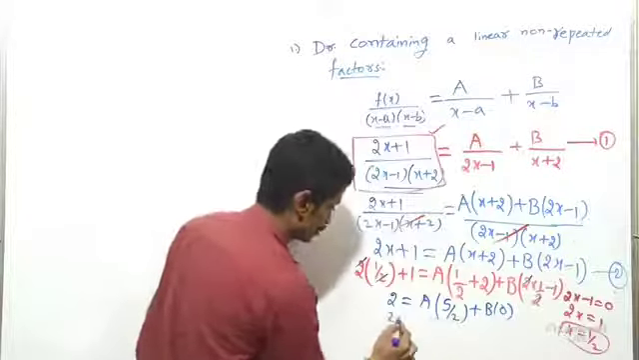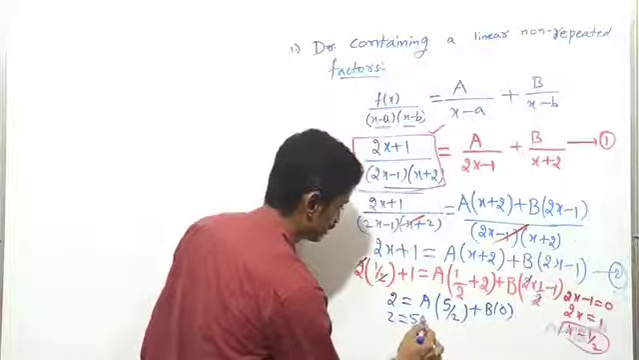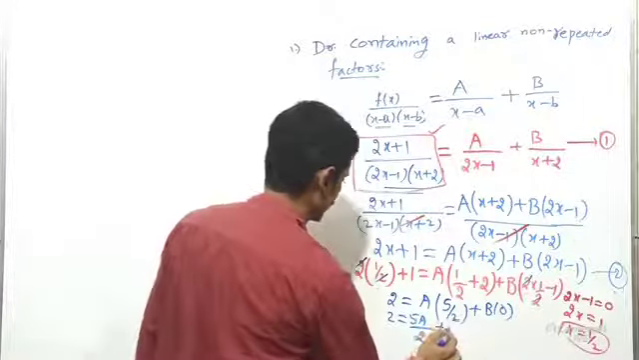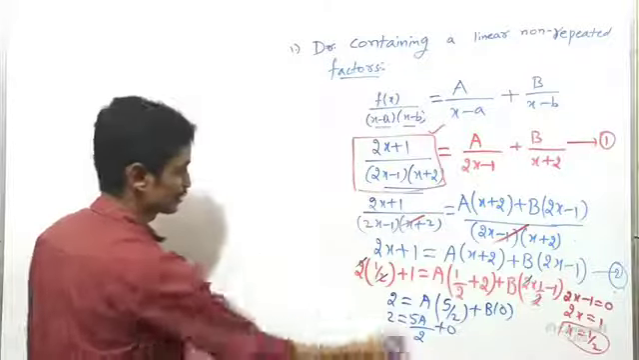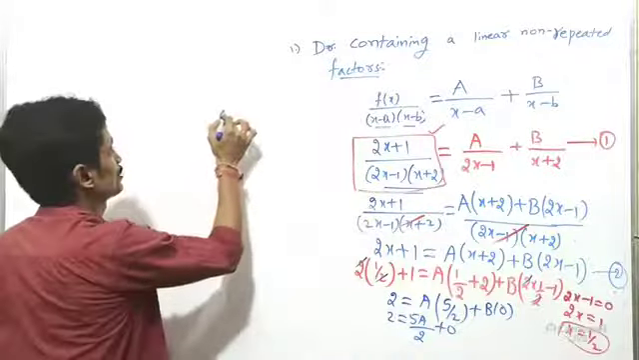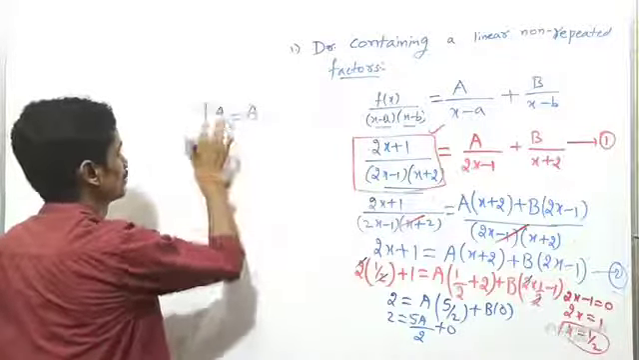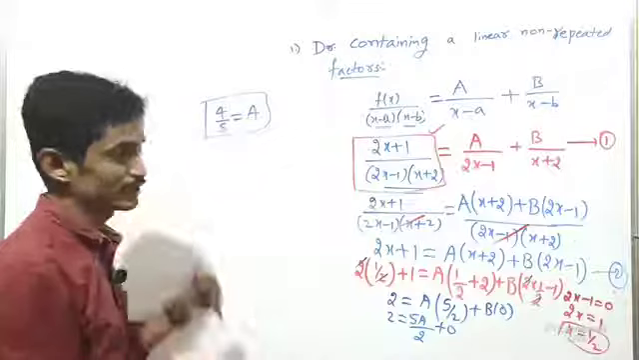Further, what is left? 2 = 5a/2 + b into 0, which will be 0. Leave it. Next, 2 shifting this side, it will be how much? 2 twos are 4, by 5, is equal to a. This is my required value of a, a = 4/5.